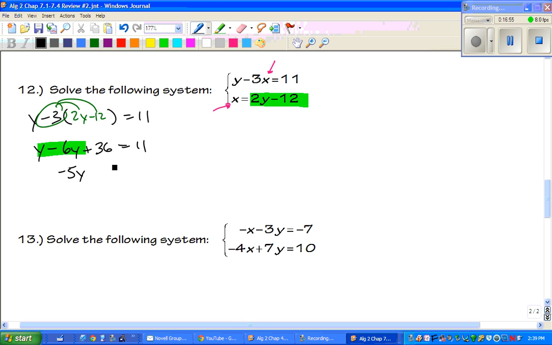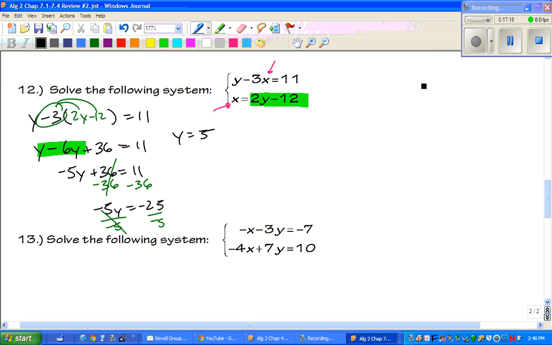Combine your like terms. Okay? And then solve. You get negative 5y equals negative 25. And then to get y by itself, you divide by negative 5. And we get y equals 5.